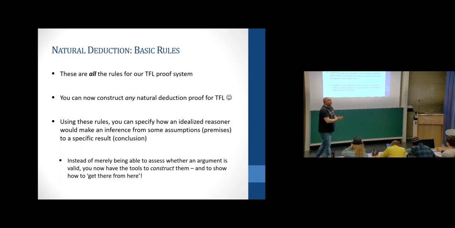Using these rules, we can construct any CFL argument that's valid. We can now show how an idealized reasoner would start from some assumptions and get to some conclusion. And you can specify how they would do it, step by step by step by step, using the specific, very detailed, very careful rules. And this is really handy. This kind of comes back to what we were talking about at the top, which Matt asked about, right? Now we have a better tool in some sense. Before, all we could do is show that an argument was valid or invalid. Now we know why it's going to be valid, how you can get there from here.